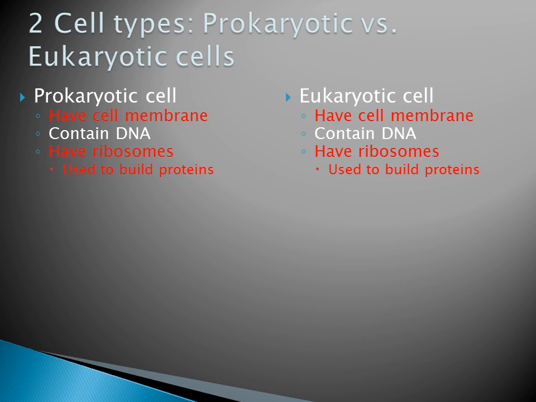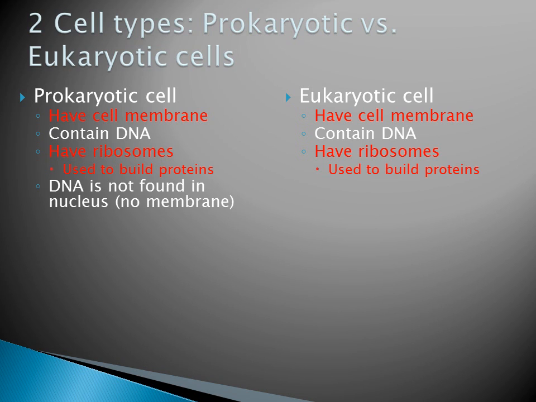Ribosomes are important. They are used to manufacture those proteins. We've already discussed proteins do all of these jobs inside of cells, so therefore you need ribosomes to build them. So both cell types have ribosomes. So these are 3 similarities that we can look at between prokaryotic and eukaryotic cells. Let's look at some differences.